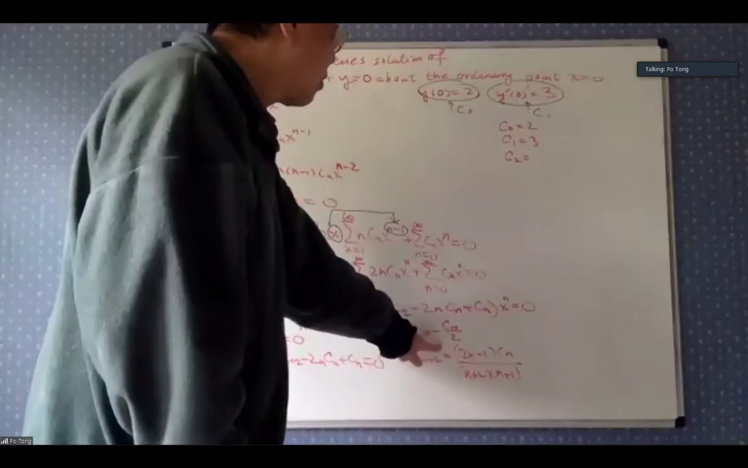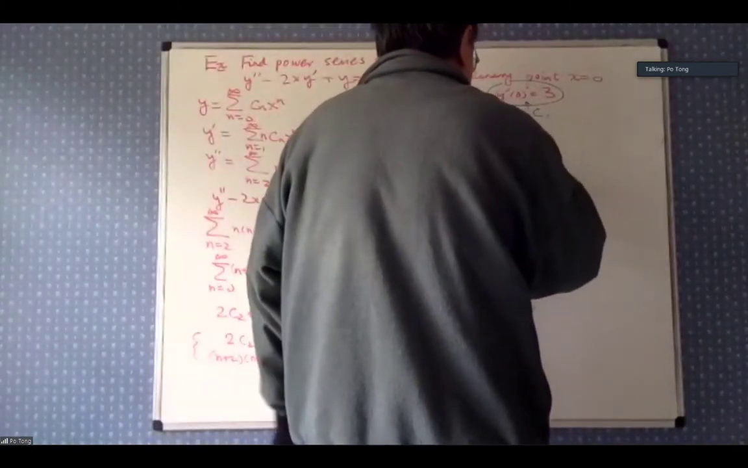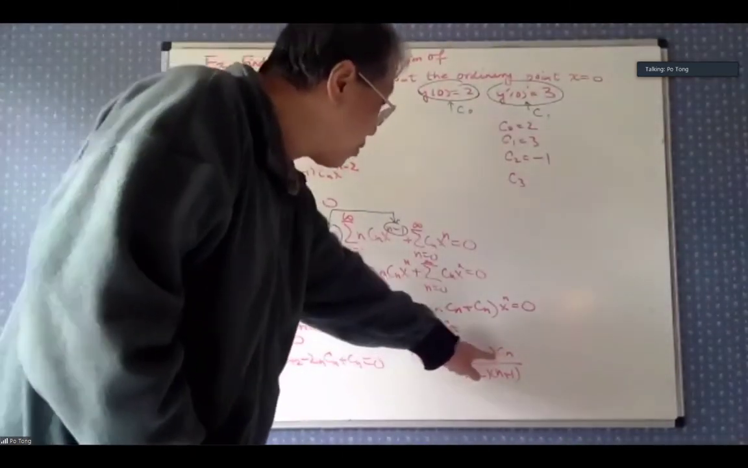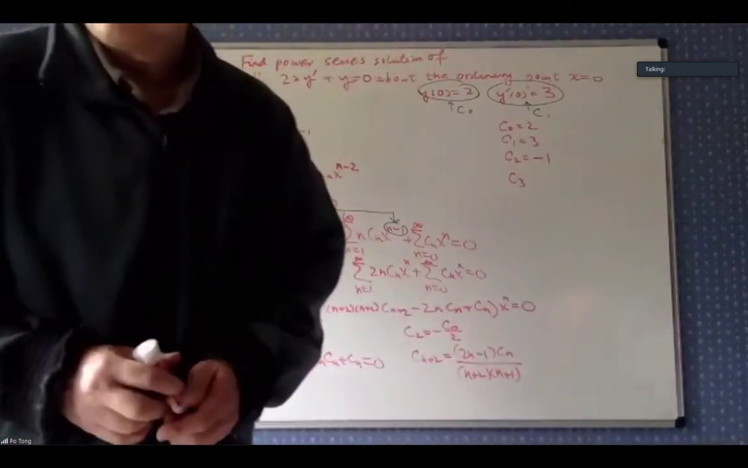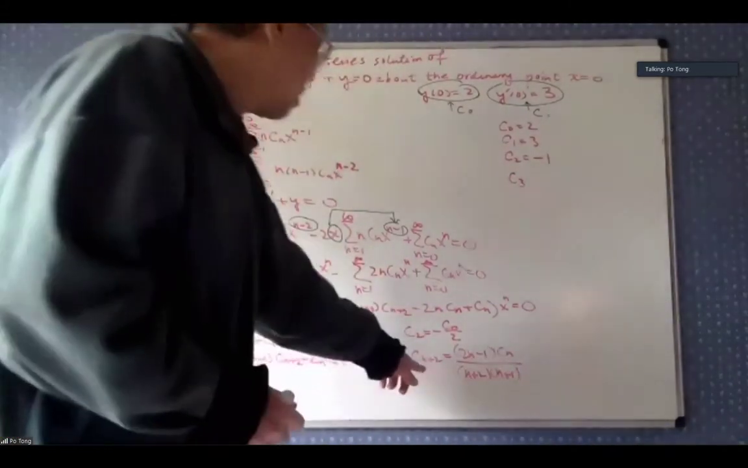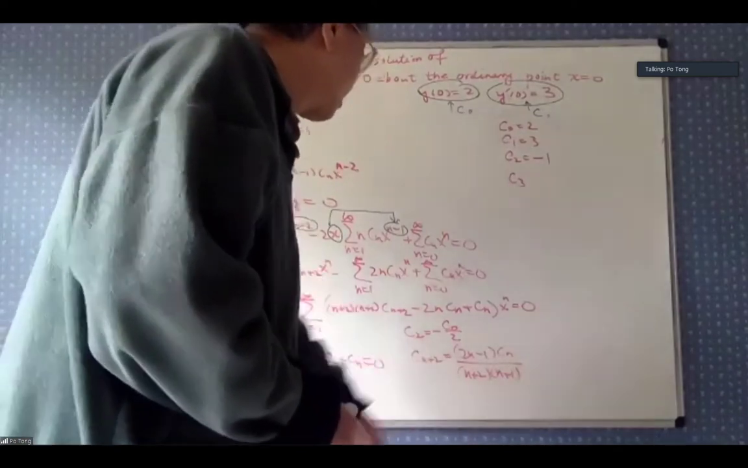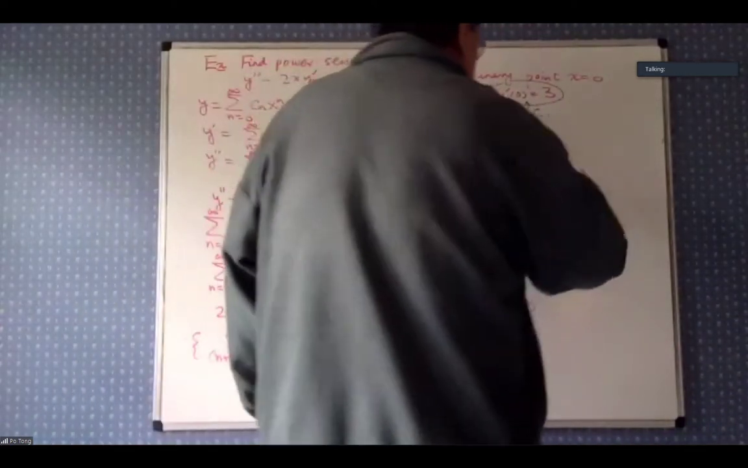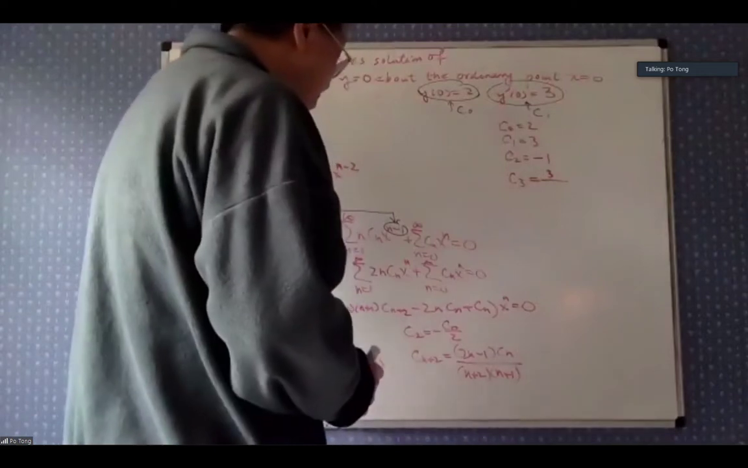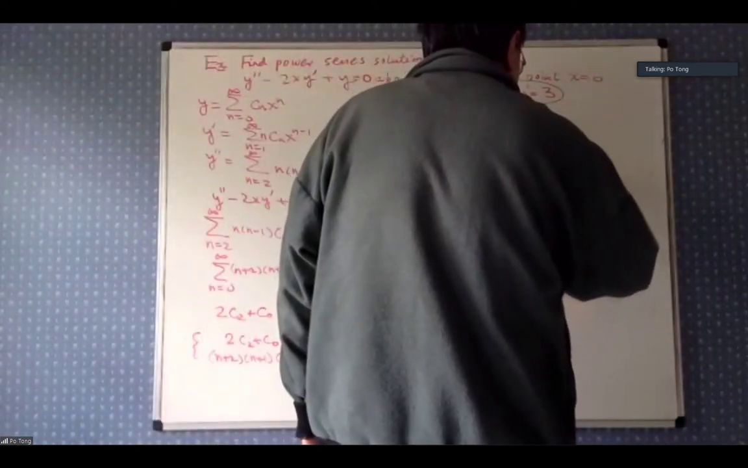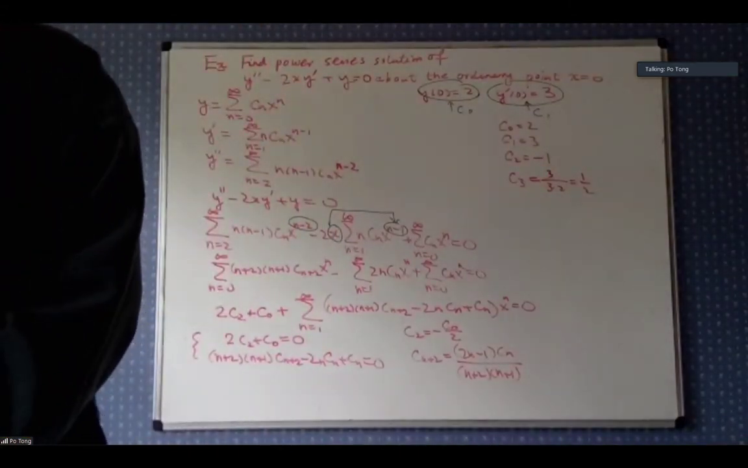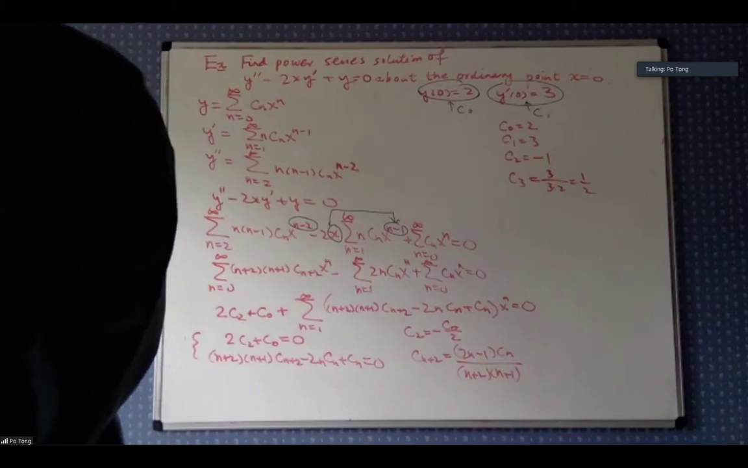What will be C2? C2 is negative C0 over 2, which is negative 1. Now C3 is going to be related to C1. So you should think about this as n equal to 1. When n equals 1, this is going to be C1 divided by 3 times 2. Do you guys follow? Is it okay? Yeah.